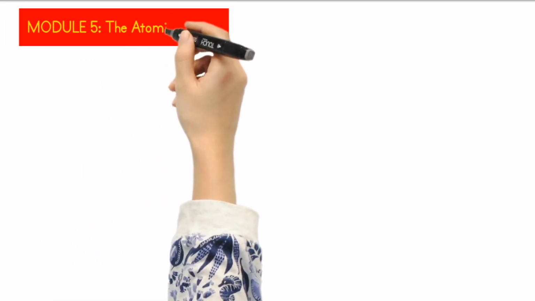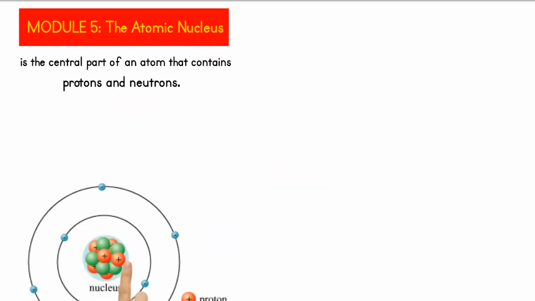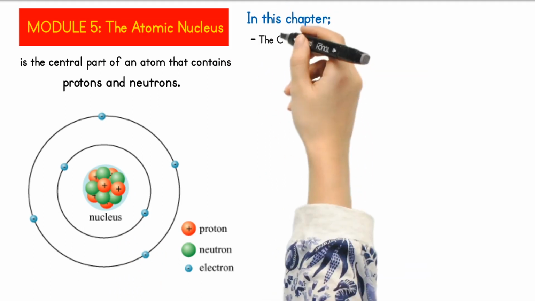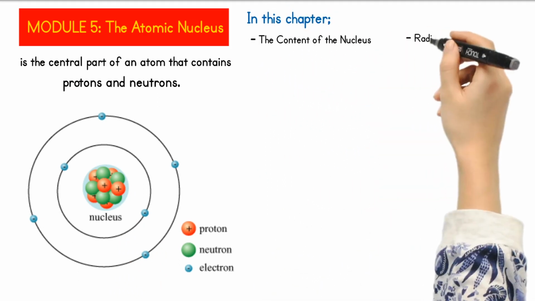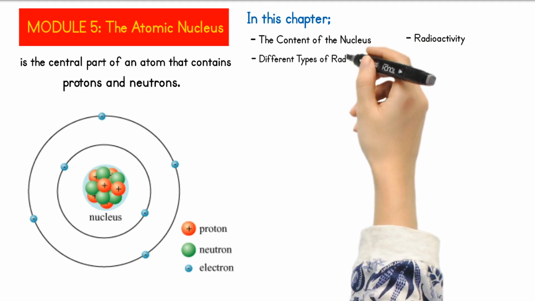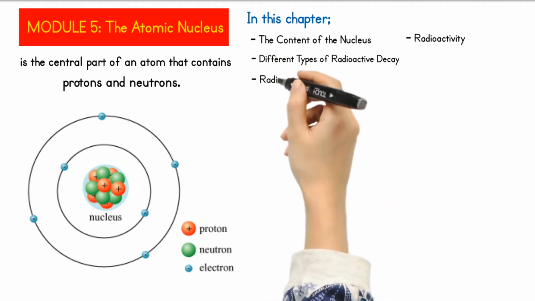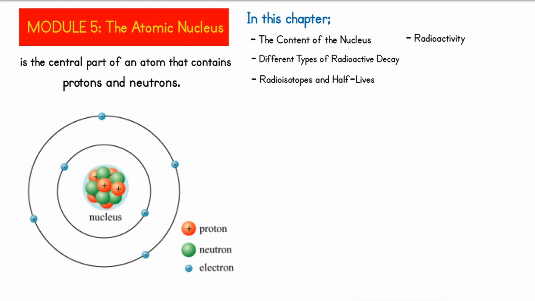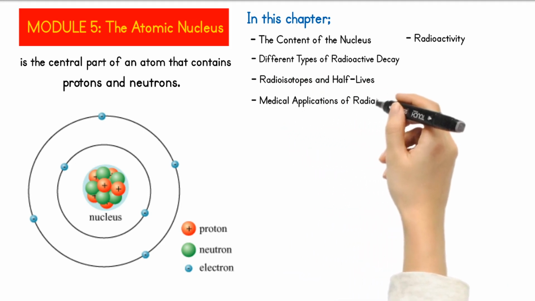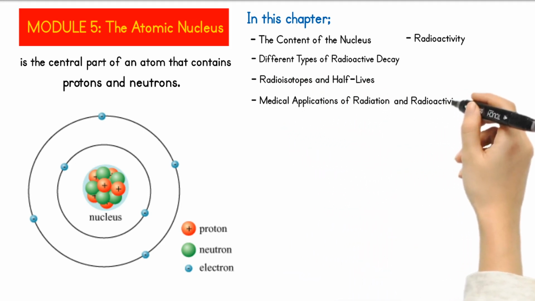Module 5. The atomic nucleus. The atomic nucleus is the central part of an atom that contains protons and neutrons. In this chapter, we will explore the content of the nucleus, radioactivity, different types of radioactive decay, radioisotopes and half-lives, and some medical applications of radiation and radioactivity.